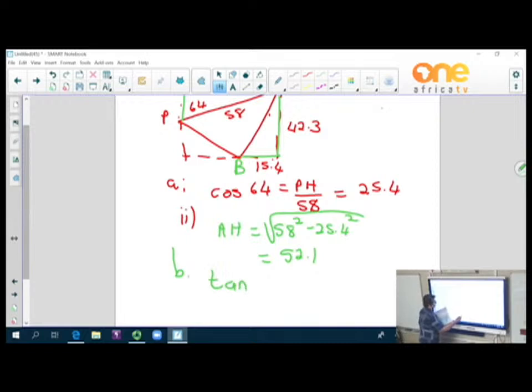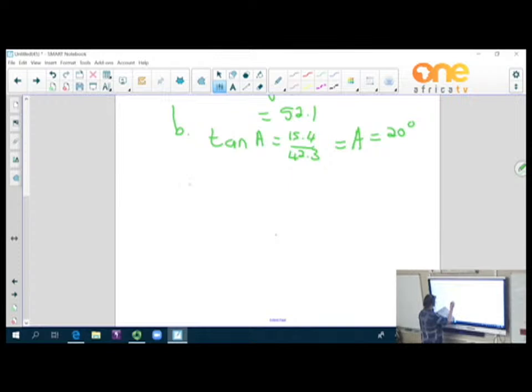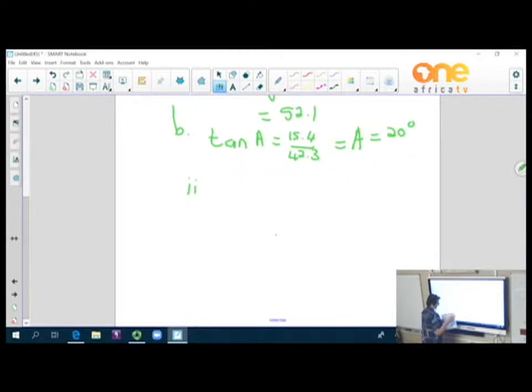We're going to use tan there. So tan A is equal to 15.4 over 42.3. And it's an angle that you want, so it will be second function tan, and A is equal to 20 degrees. And the next one. Now, number 2 there, the bearing of B from A. If we go back to the sketch, this is the angle that we want now. We know that that is 180, and this one is 20 degrees, so we can just add the two, and that will then be 200 degrees.